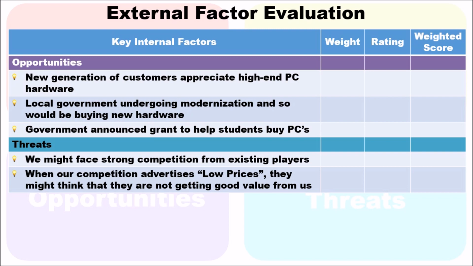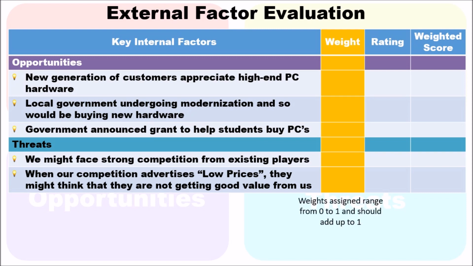Here's what we have done. We have listed the external factor evaluation in a table similar to the one that we had done for the internal evaluation. What we'll be doing is assigning weights to each opportunity and threat. The weights would range from 0 to 1, and adding up all the weights, they should add up to 1. So each line item would be given a weight which would technically be less than 1, because we have 5 items here, 3 opportunities and 2 threats.